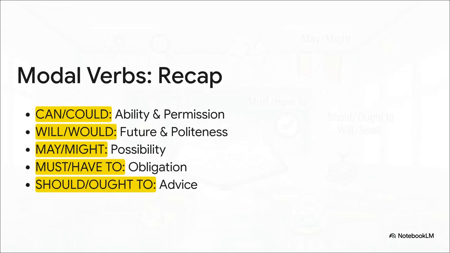All right, let's do the lightning round summary. You ready? Can and could are for ability and permission. Will and would, future and politeness. May and might, that's possibility. Must and have to, that's obligation. And last one, should and ought to are for advice. Perfect. See? You've got this.